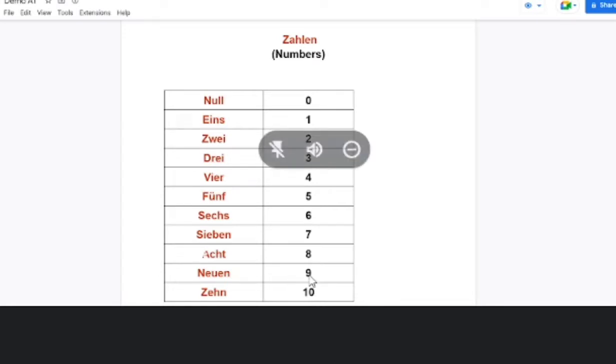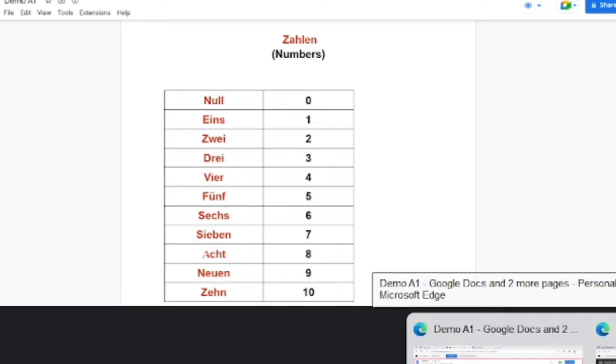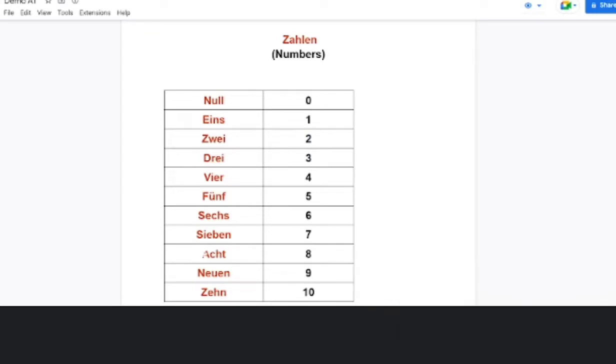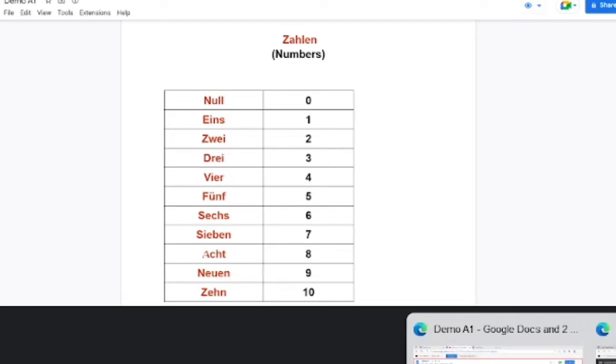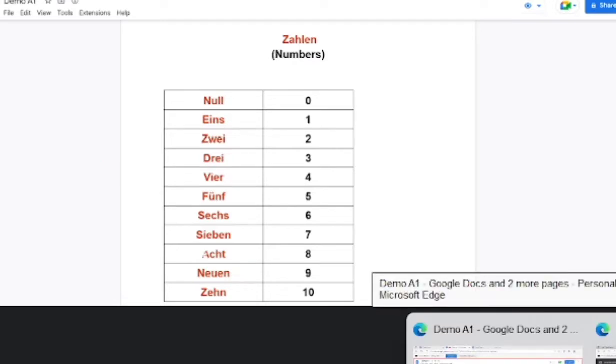Okay, 10 is called zehn. Zehn is different. Zehn means to see, and this 10 is called zehn. So, dreizehn. Repeat it, dreizehn. Yeah, zehn is zehn. Dreizehn. Vierzehn. Repeat it. Vierzehn. Yeah.